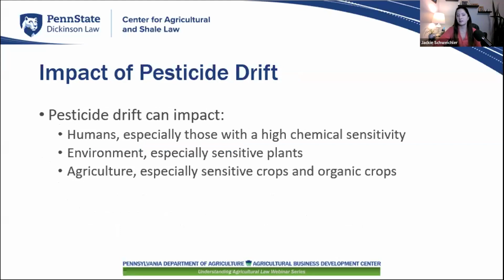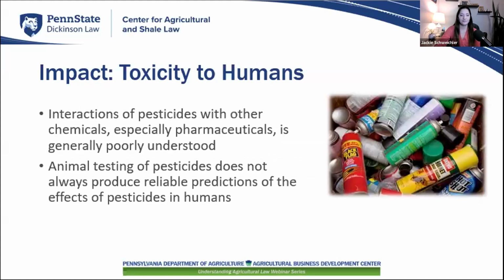Like I said, drift can impact humans, the environment, and agriculture. It can have an especially strong impact on things like grapes and vineyards and other sensitive crops. Oh, I just circled organic crops, so that's our focus. Testing the impact of pesticides on the human body is really complicated. Obviously, humans aren't supposed to consume pesticides, but the ingestion of pesticides is inevitable in the world that we live in.